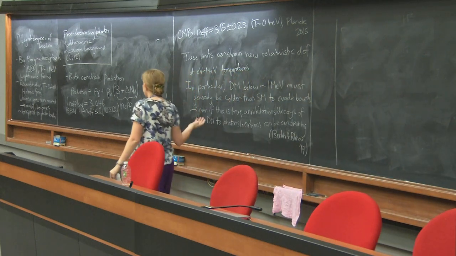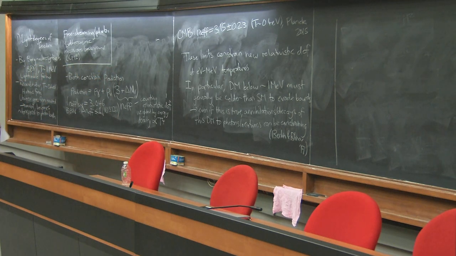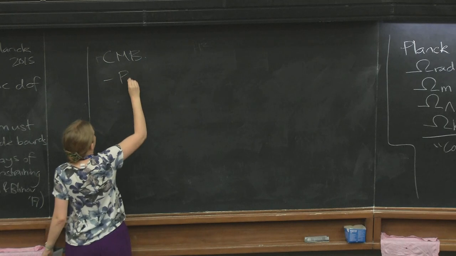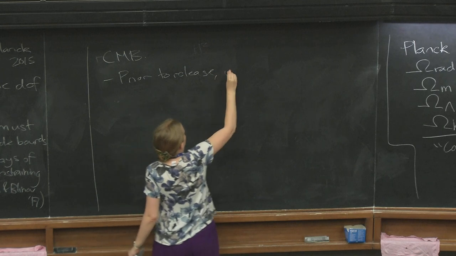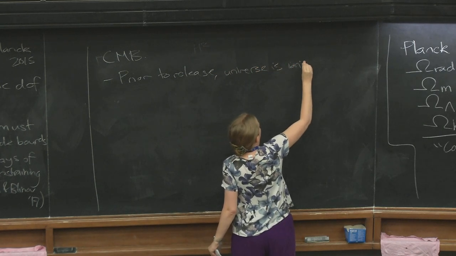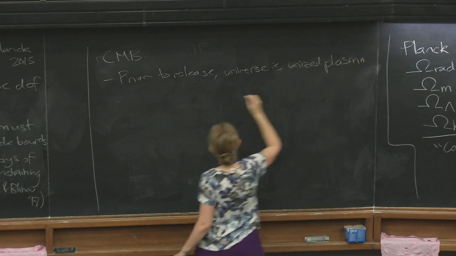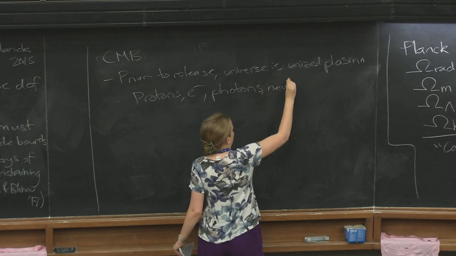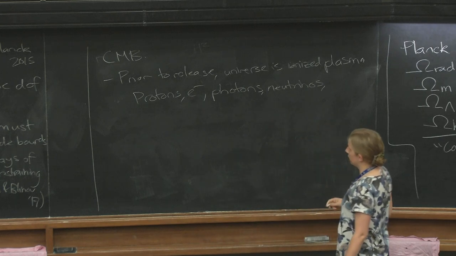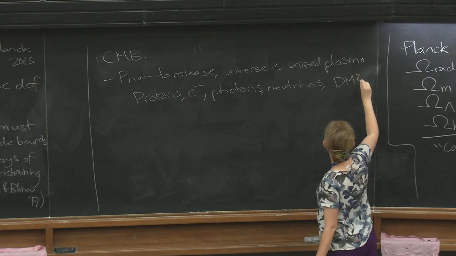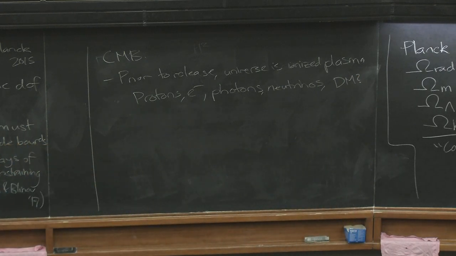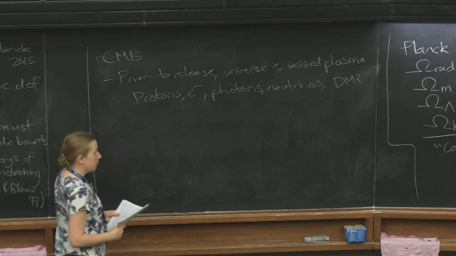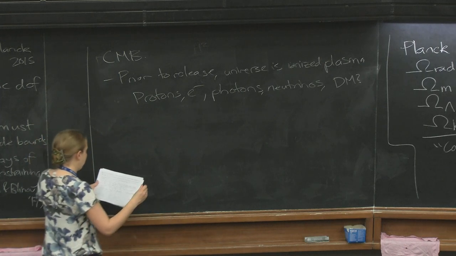What is the background? Prior to the release of these photons, the universe is this ionized plasma that consists of protons, electrons, photons, the neutrinos, and we think the dark matter. We think that for reasons that I'll explain. So this is a bath. There are no galaxies yet. There are no stars. The universe is almost perfectly homogeneous and isotropic, but there are small fluctuations in the density and the temperature that are seeded by inflation.